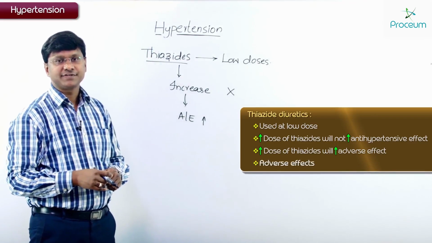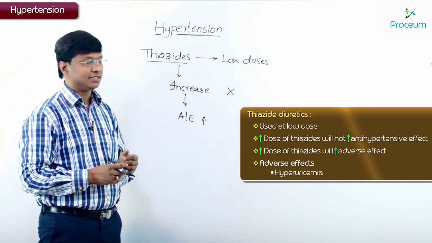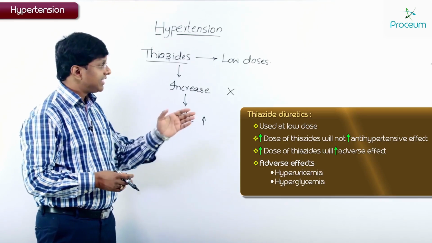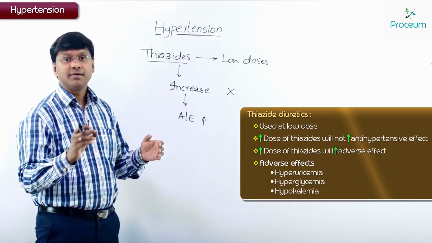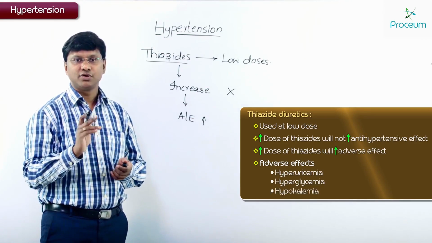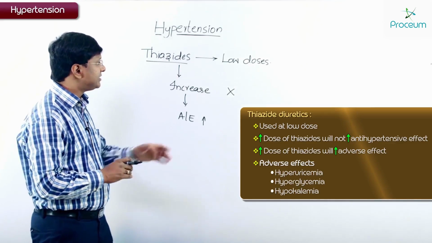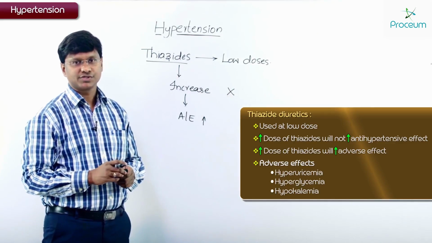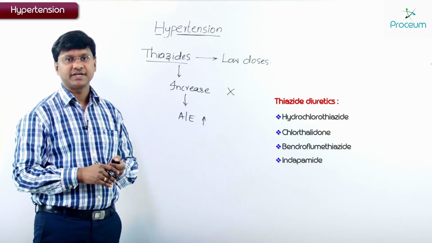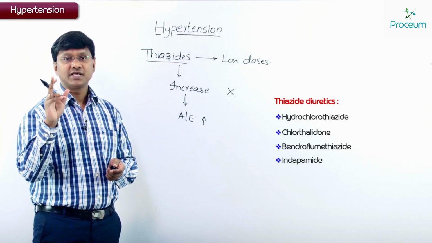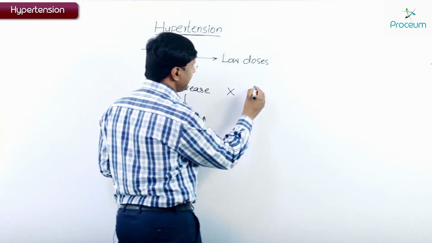What are the adverse effects of thiazide diuretics? They include hyperuricemia, hyperglycemia, and hypokalemia. All these adverse effects will increase, but the antihypertensive effect will not increase if we increase the dose. That is the reason why they should be used only in low doses. Among the list of thiazide diuretics, remember which is the longer acting and more potent than hydrochlorothiazide: it is indapamide.